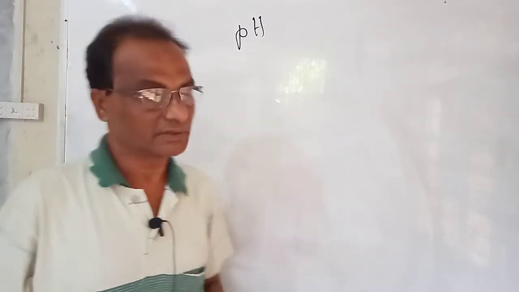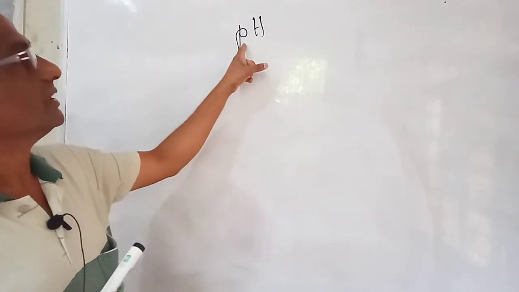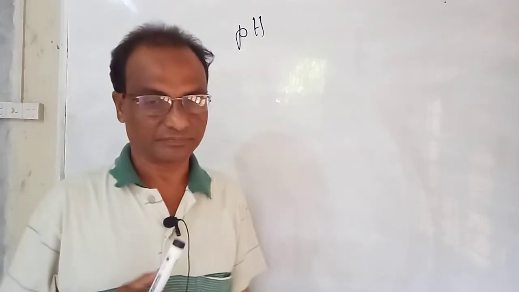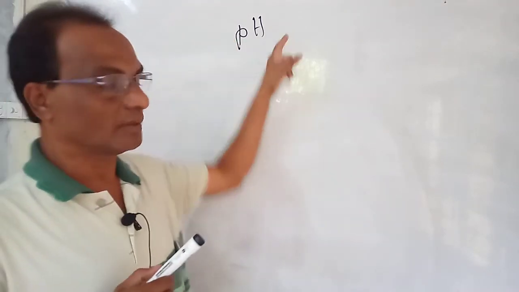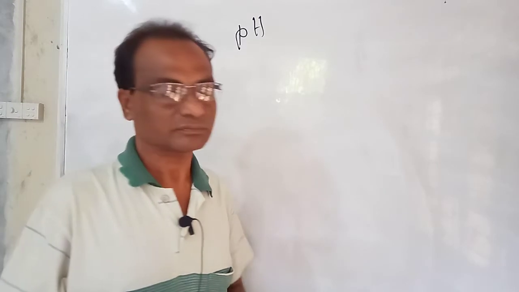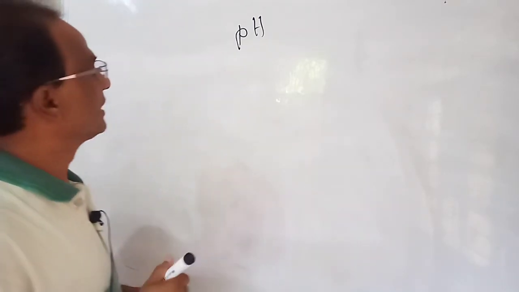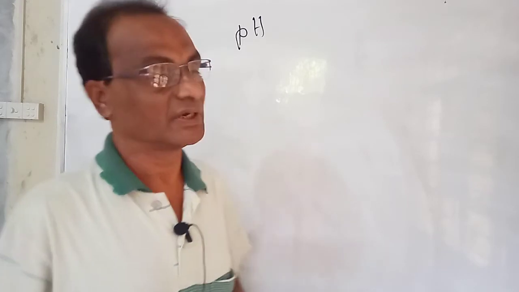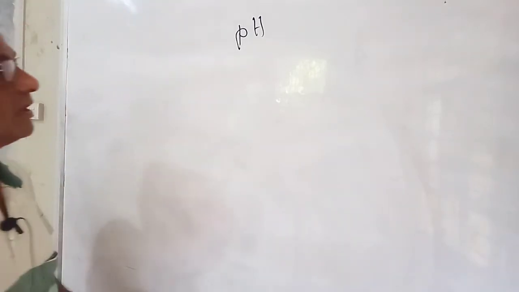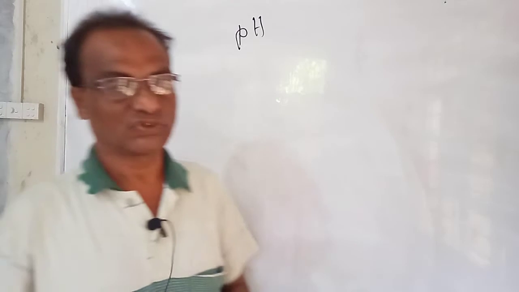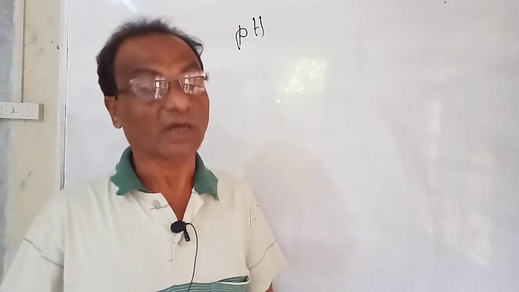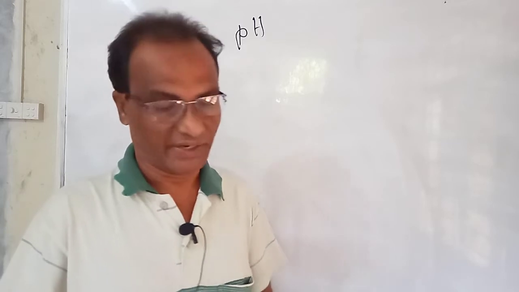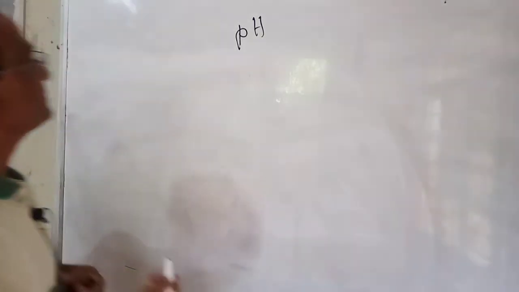What does that mean? pH means P is puissance of hydrogen. Puissance of hydrogen. The discoverer of pH was Sorensen, in 1909.